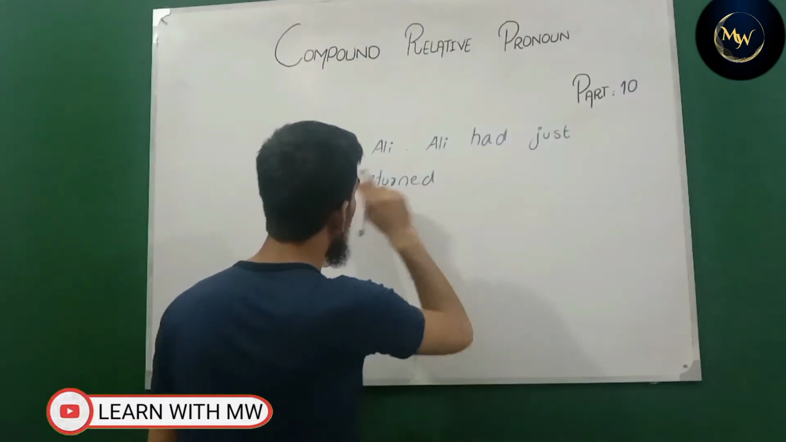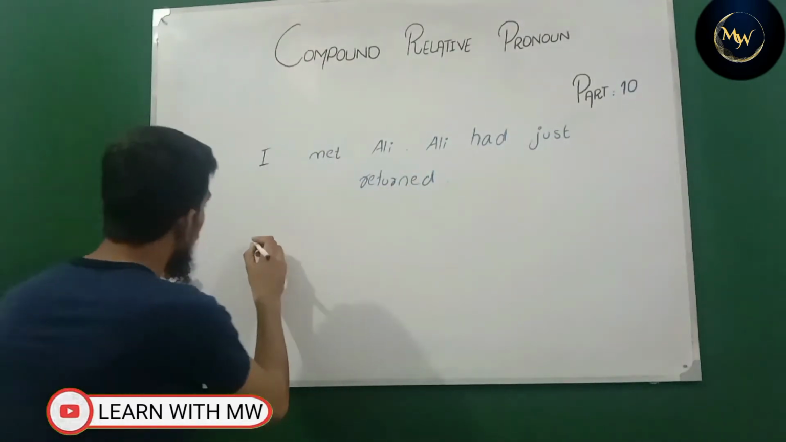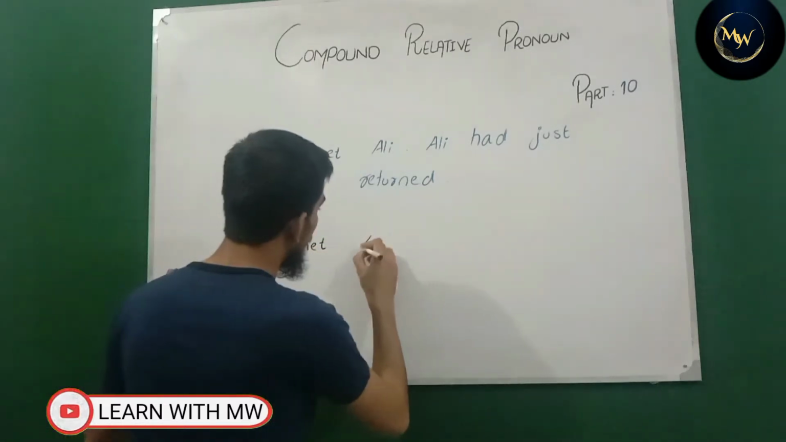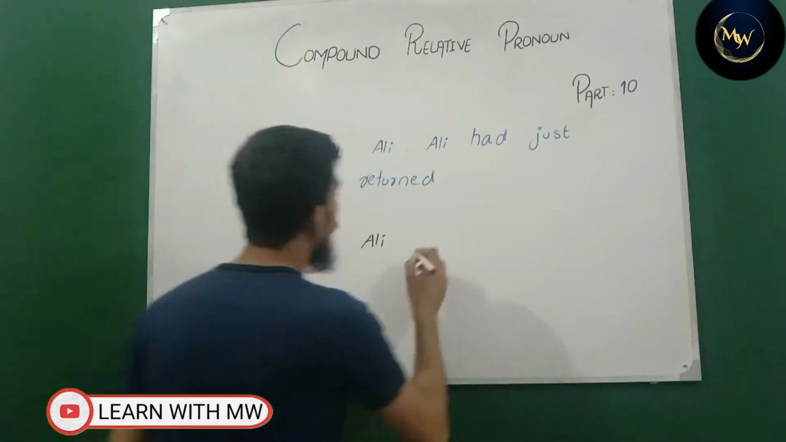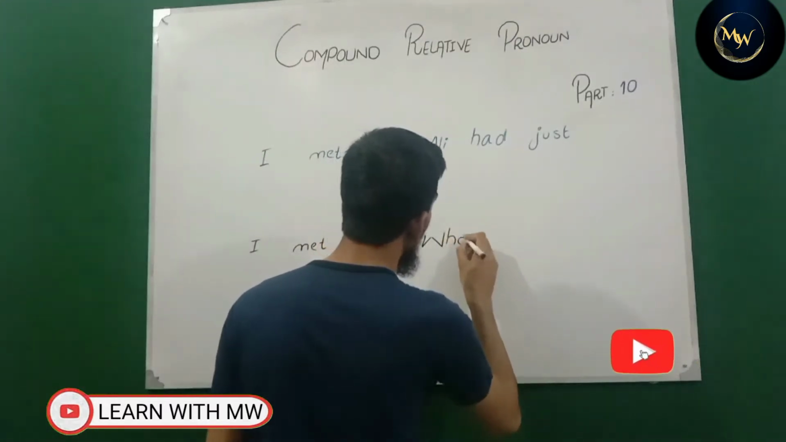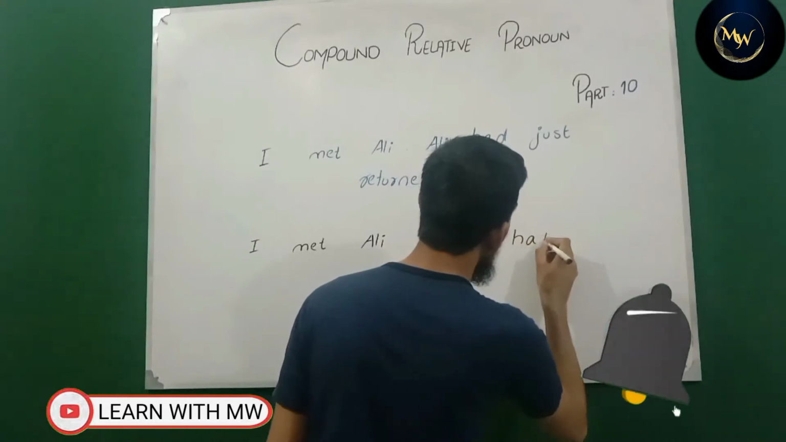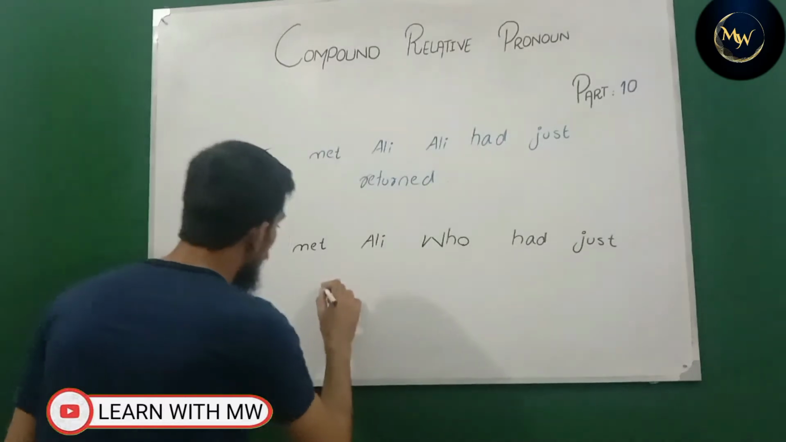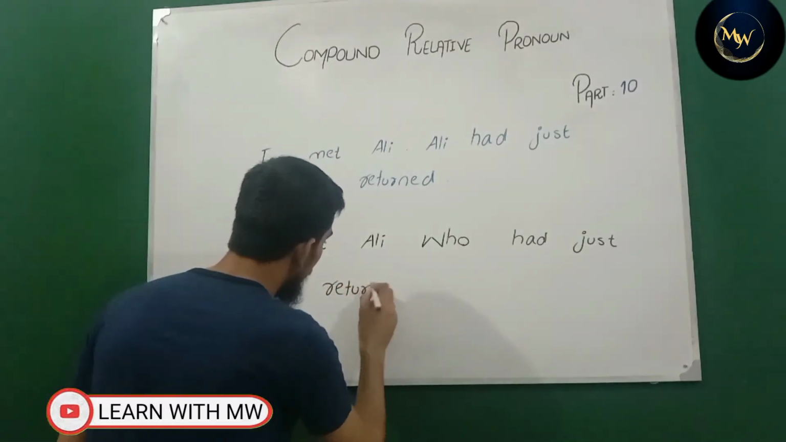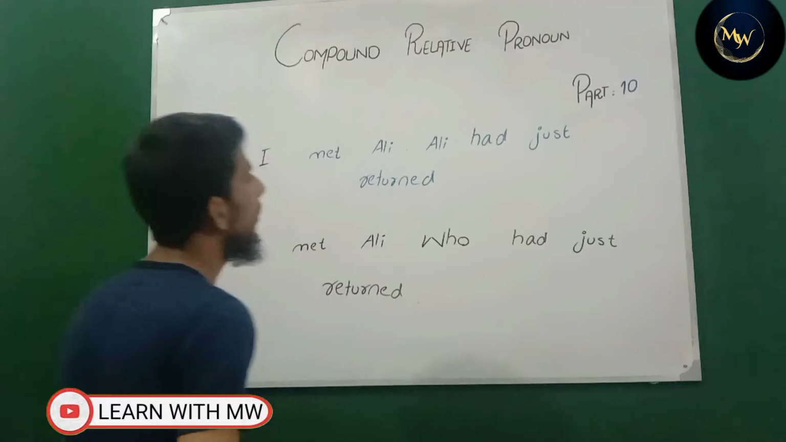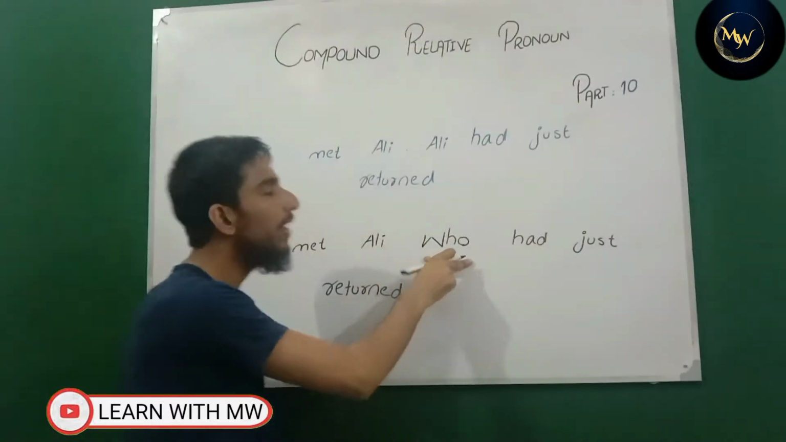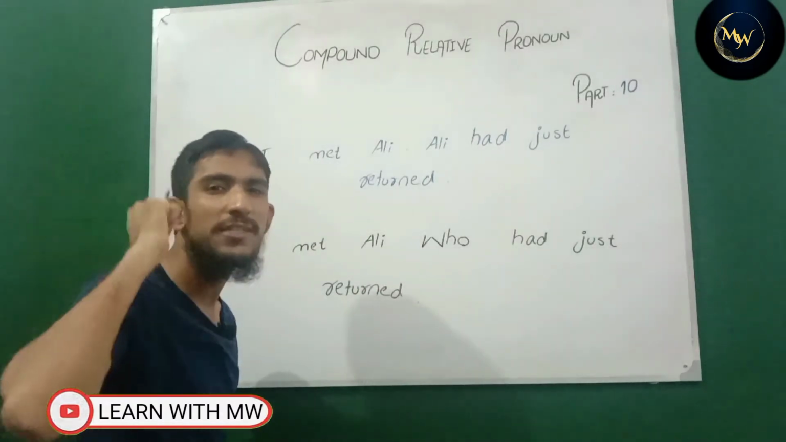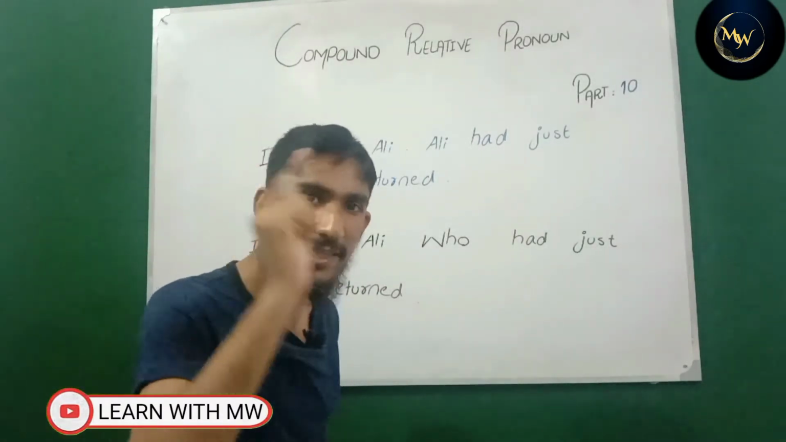If I write this sentence like this: I met Ali who had just returned. Viewers, I mentioned in part 7 that we use the relative pronoun who in order to show a person. If you missed that video, go to the channel. We have discussed the use of relative pronouns in a very grammatical and conceptual way.